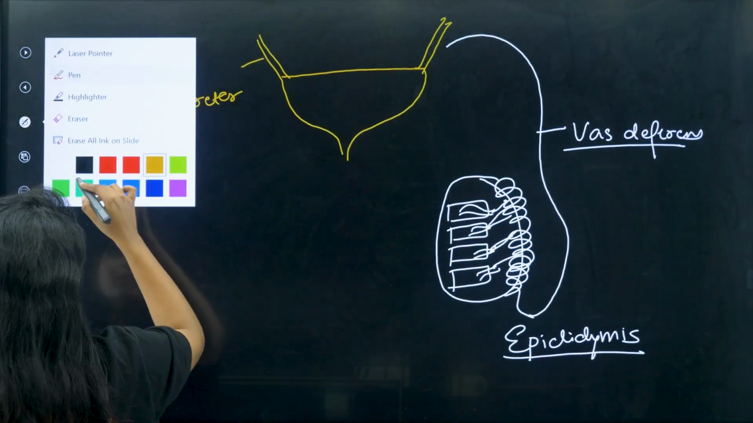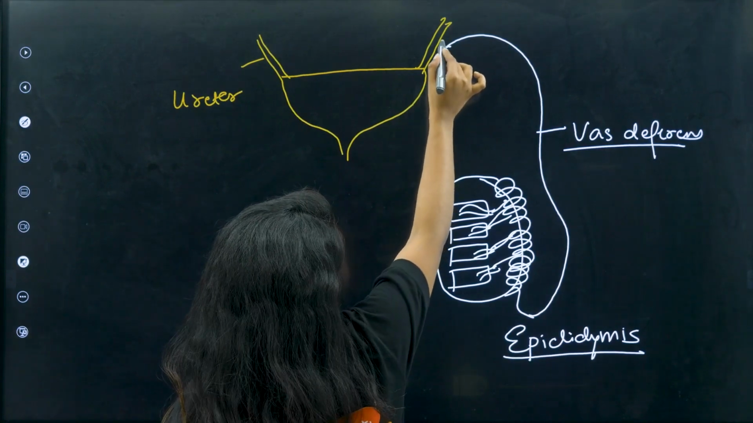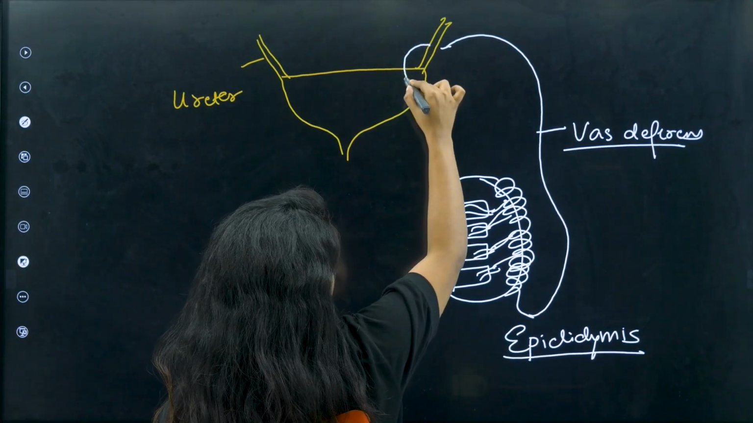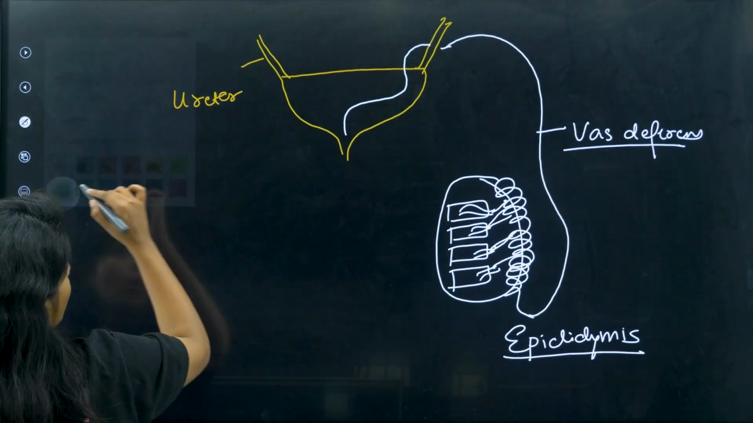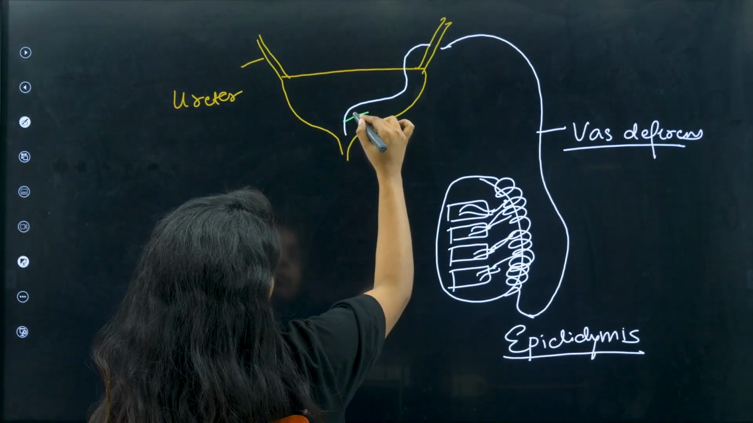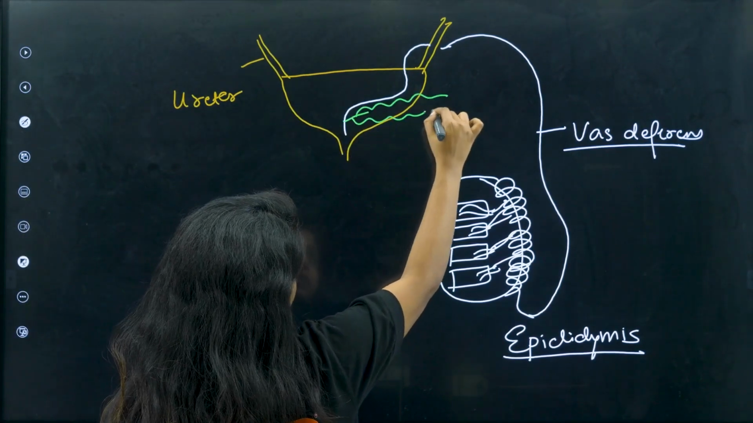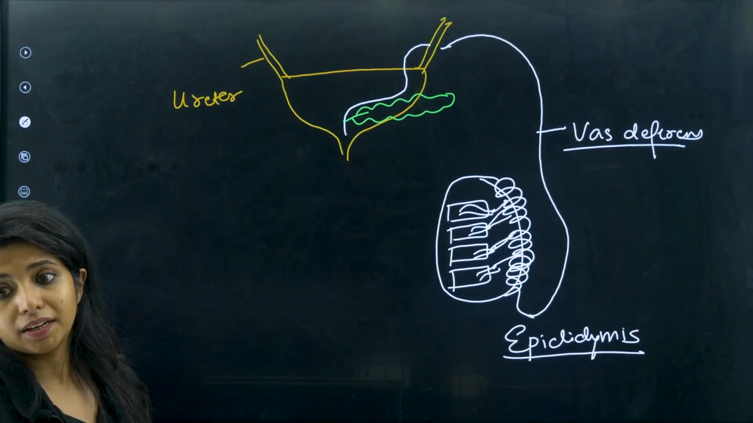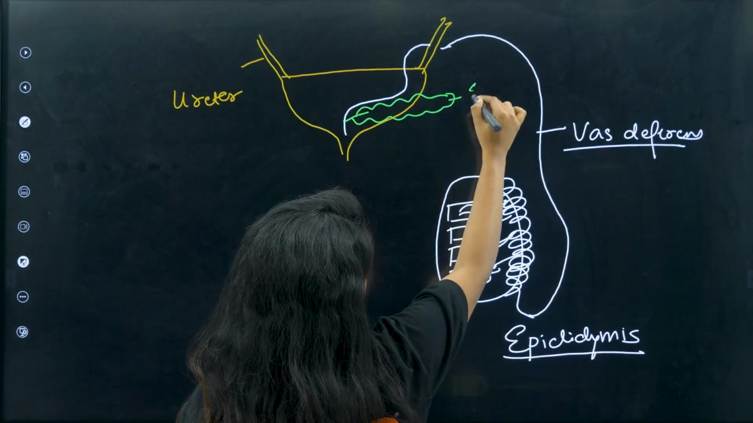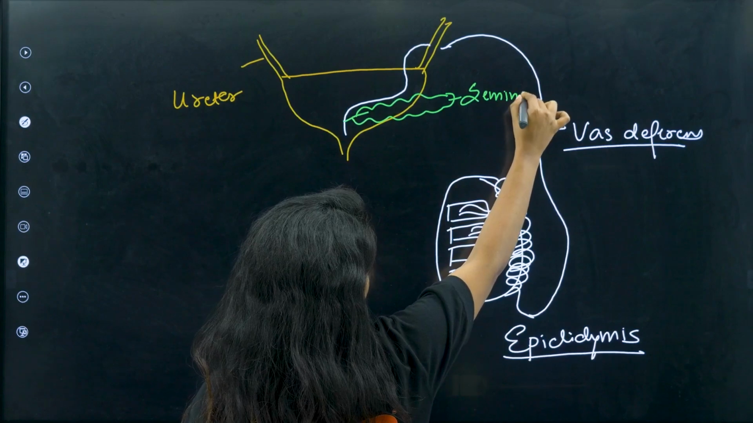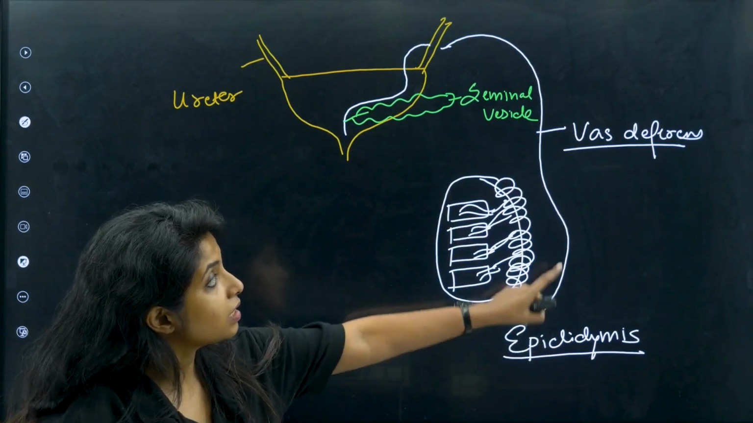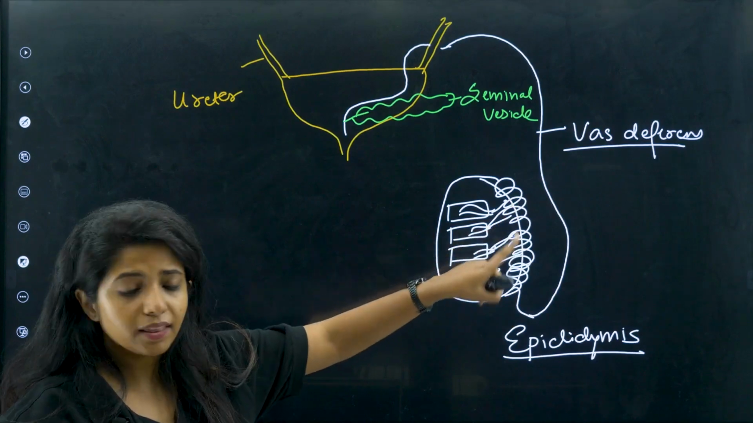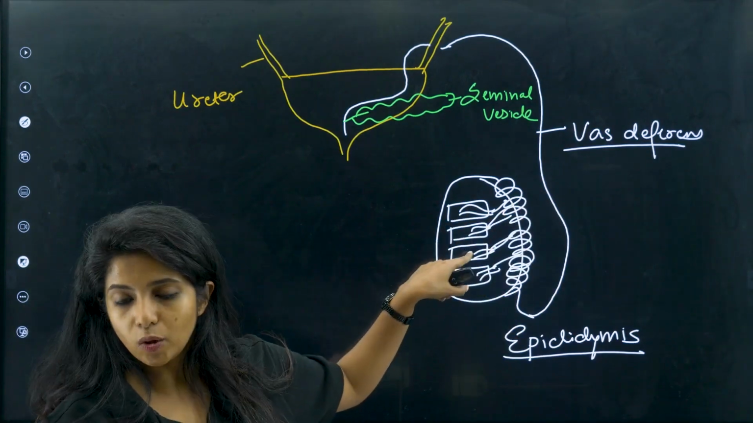So the vas deferens come from the back, and the vas deferens also receives something from a gland. This gland's name is written in your NCERT textbook. This gland's name is seminal vesicle. This is a gland, and these are ducts. There are not just two of them, there are many of them inside also.